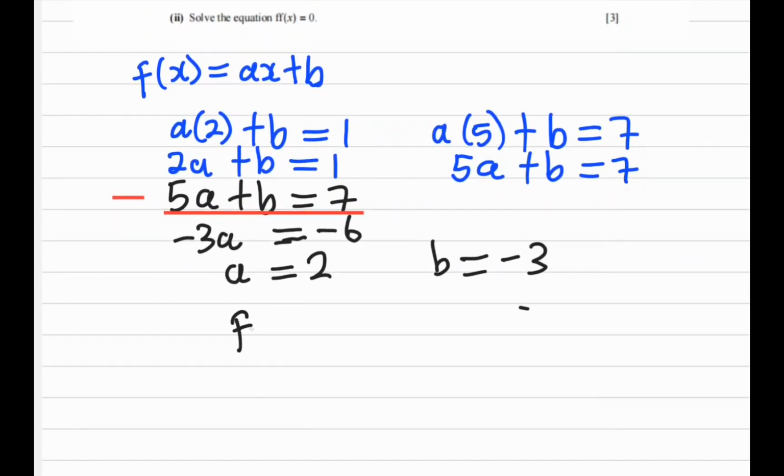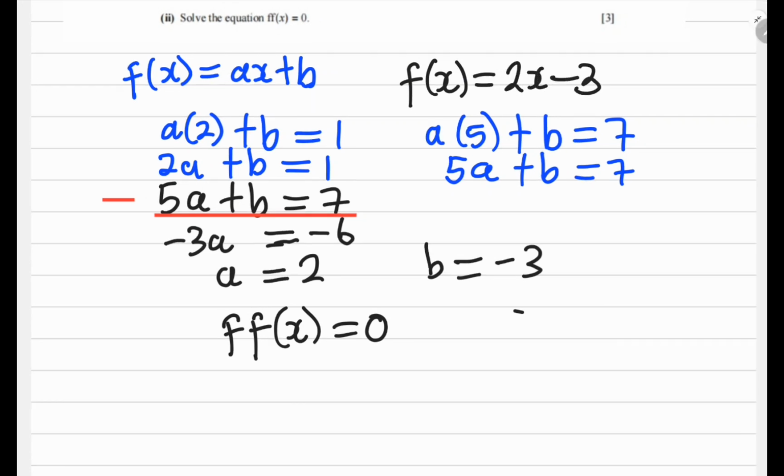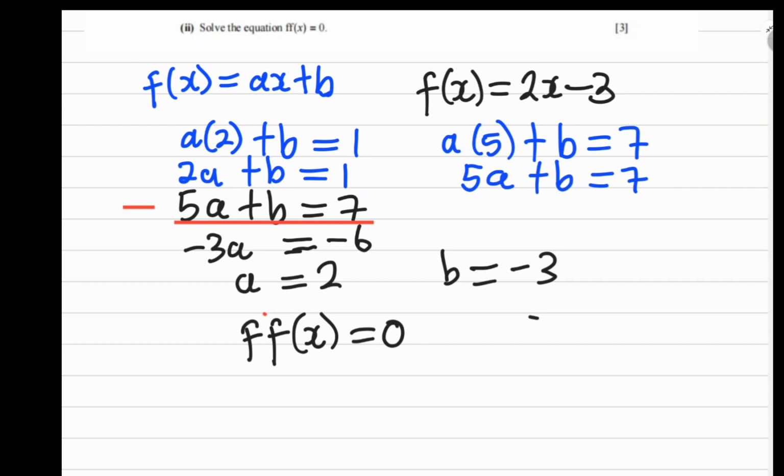Part 2, solve the equation f of x is equal to 0. That's a composite function. We are going to substitute the function of x in place of x. So our function of x now is 2x minus 3, based on the values of a and b that we got. So for a composite function, we take the front function and substitute it into the back function f. So f of x will be substituted into the function f. In place of x right there, we are going to substitute the whole function of x.